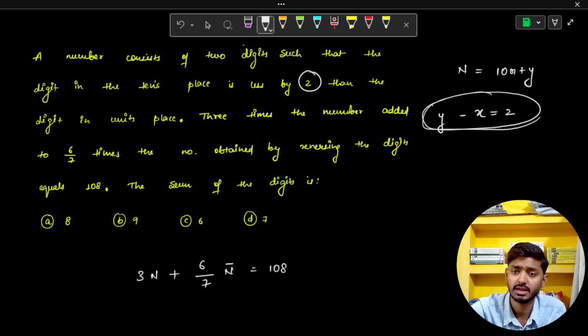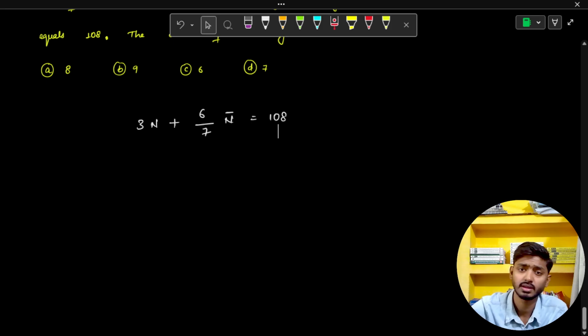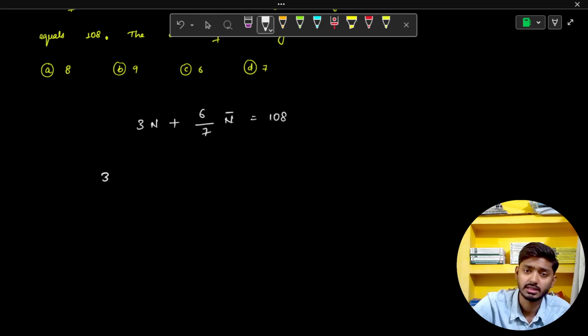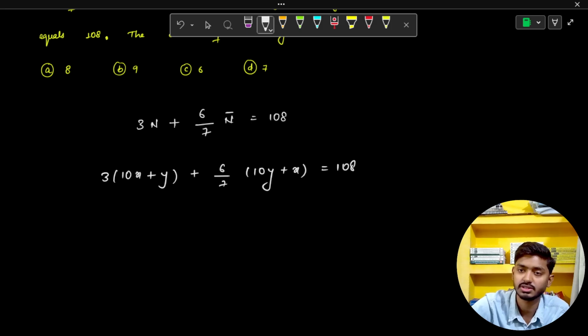Let's put the value over here. The value for n is 10x plus y, and n bar would be 10y plus x, which is the number obtained by reversing the digits. If I can, I will divide the entire thing by 3. That would be 3, 6. Multiply the entire thing by 7 as well to remove this section.